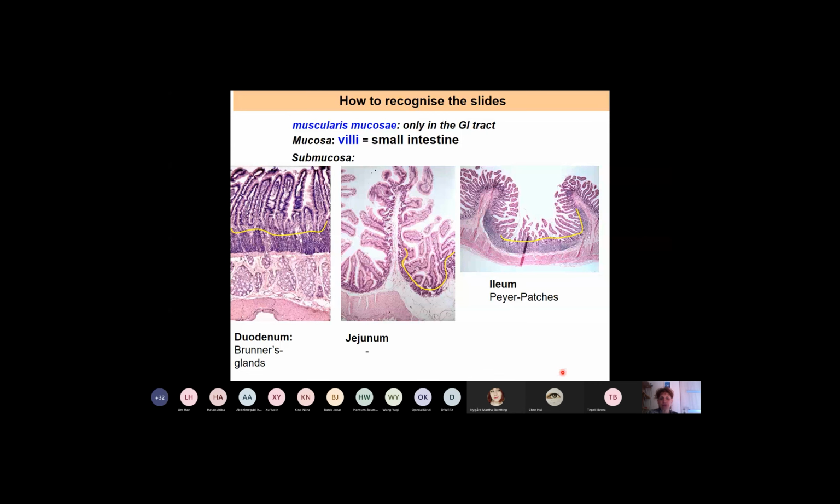At the end, I want to summarize how you can distinguish between the different slides we will have in the gastrointestinal tract. At first, I would emphasize that we have this muscularis mucosae, which is only found in the GI tract. And if you see villi, these protrusions, you will have a slide from the small intestine. To distinguish between the three parts of the small intestine, you have to check the submucosa, and if you see the Brunner's glands, it will be the duodenum. If you do not see anything special, it will be the jejunum, and if you can see the pale patches, that will be the ileum.